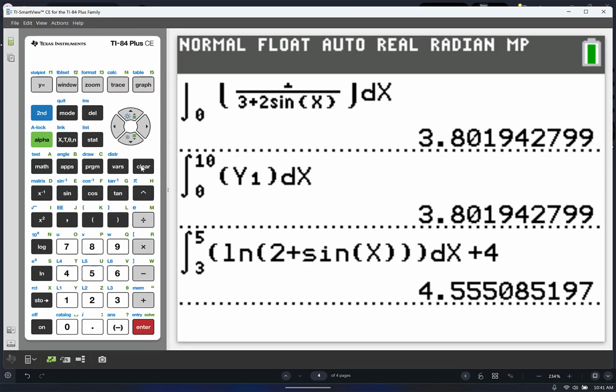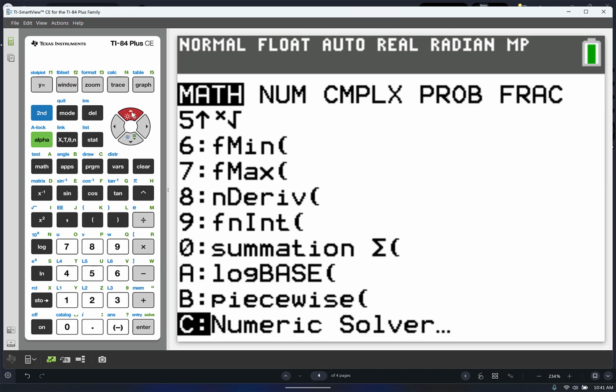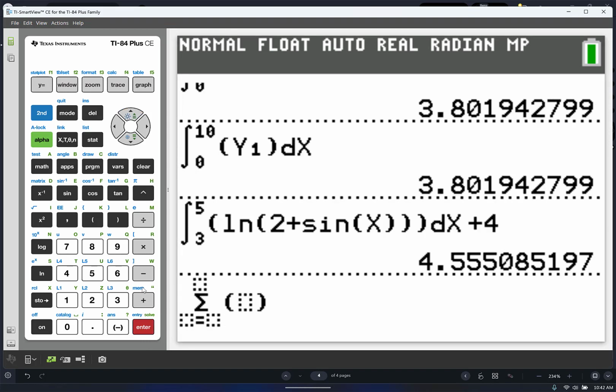One last calculator skill that I want you guys to do. So let's make the calculator work super hard. Let's see. Push math. We're going to freeze it. What will make it work hard? Go to summation. We're going to do 10,000. That will do it. Put x equals 1 to x equals 10,000.